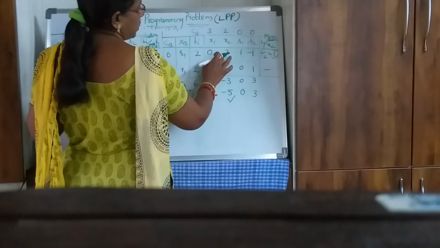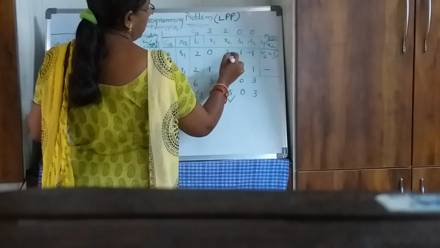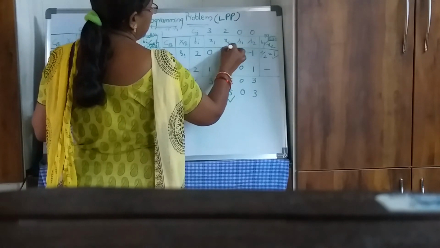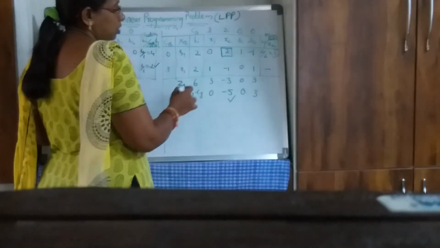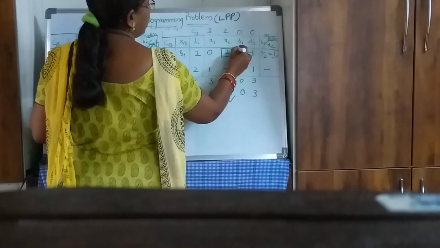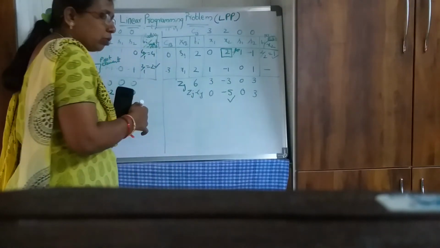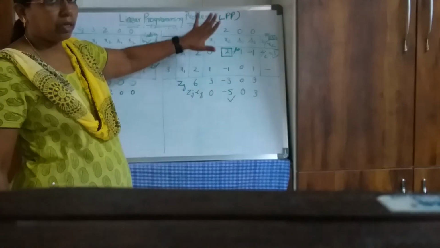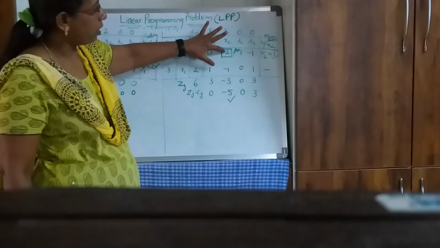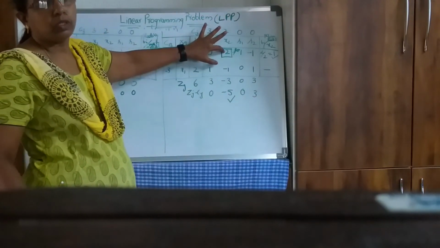Corresponding to this most negative value and this minimum ratio, this is the pivot element. So here this is called the pivot element. Now I have to go to the next step. Suppose you may get a doubt: if here also I have minus 2, then what is the solution?